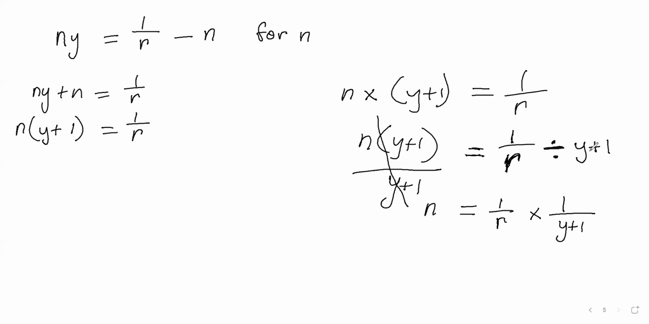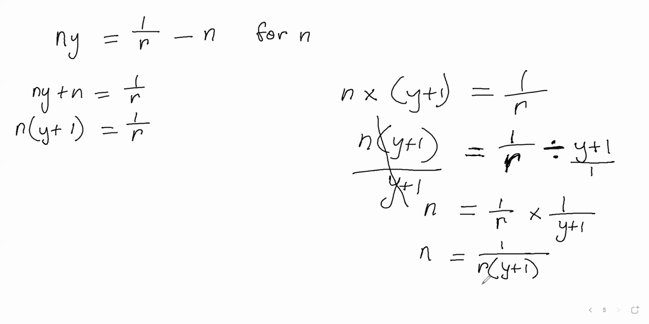Because you're dividing by y plus 1, which is the same as y plus 1 on 1. So your answer, n, is really multiply the numerators. 1 by 1 is 1. And the other part is r times y plus 1.